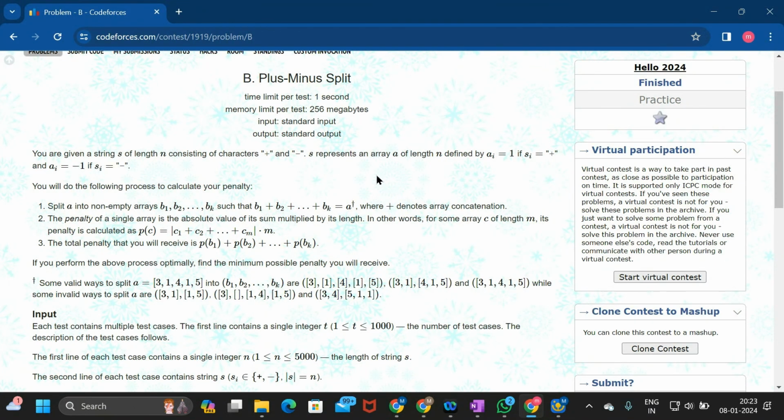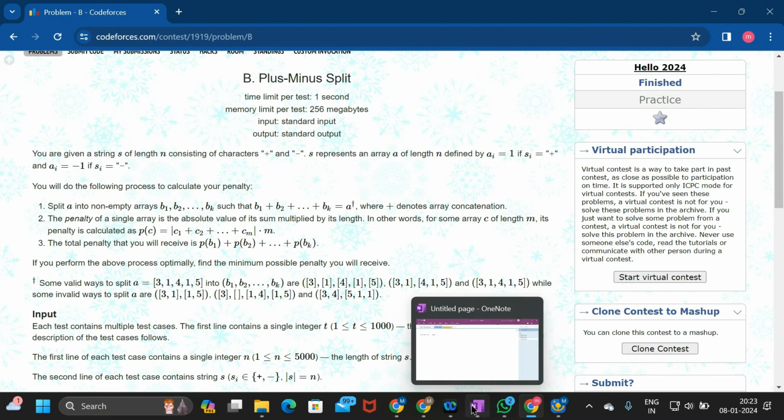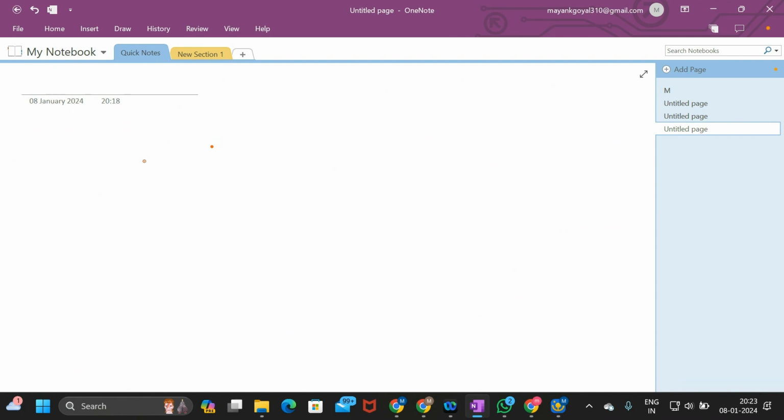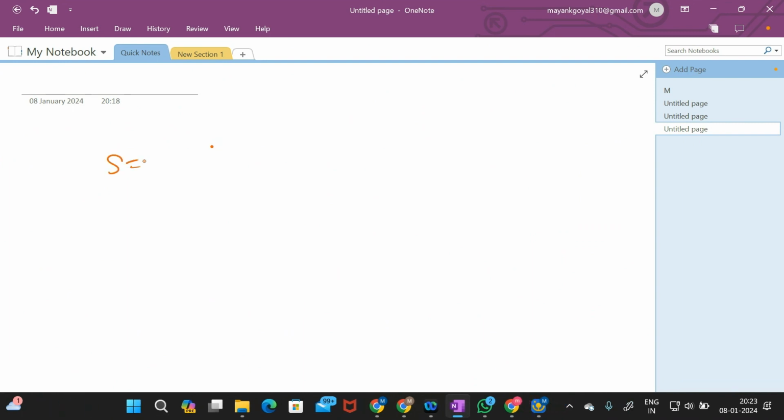Okay, so here we have a string S. Let's say we have a string S equal to plus minus plus minus plus plus plus minus minus. Okay, so what does it represent?